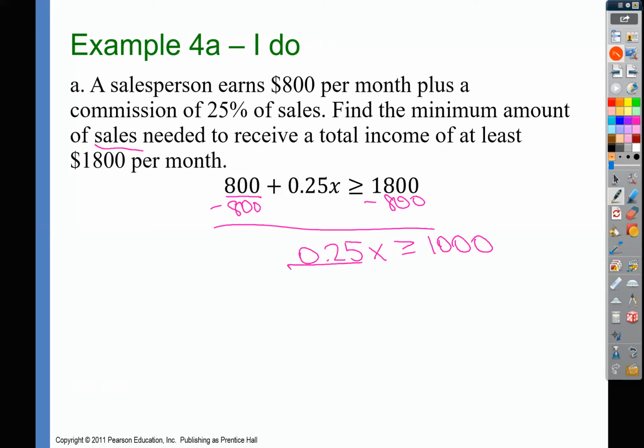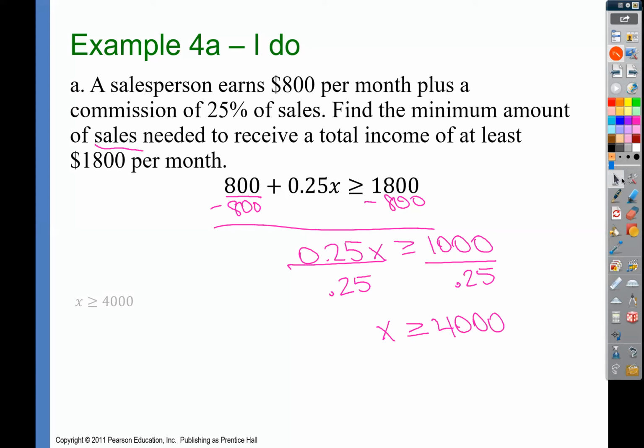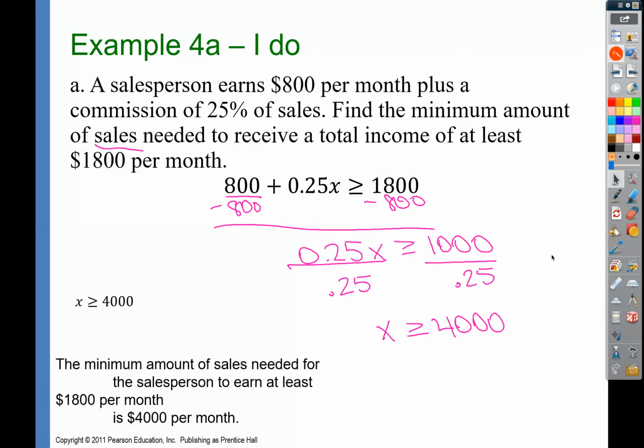So if I divide both sides by 0.25, I would get x is greater than or equal to 4,000. So the answer is she needs to sell at least $4,000 worth of merchandise. The minimum amount of sales needed for the salesperson to earn at least $1,800 a month is $4,000 a month.